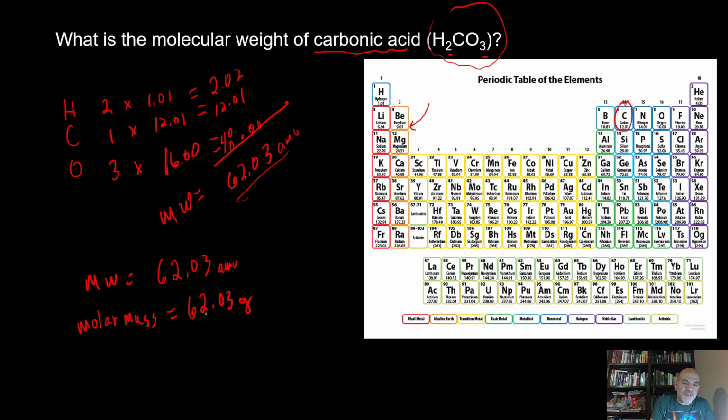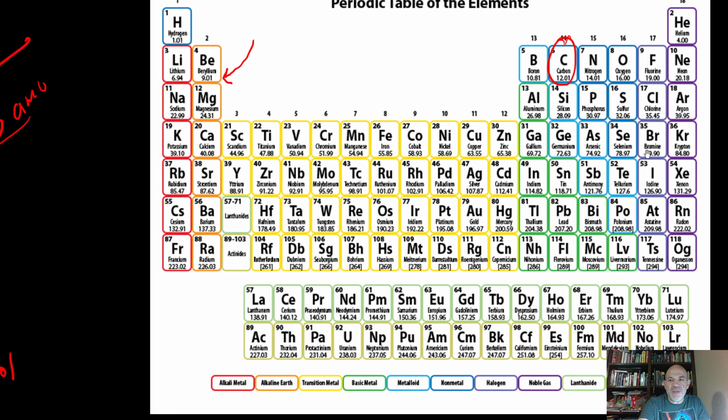If we were to measure out that same value there, then that gives us what the mass of 1 mole is. So the molar mass for carbonic acid would be 62.03 grams per mole. If I wanted to know what the mass of 1 mole is, remember the mole is 6.02 times 10 to the 23rd particles. If I wanted to know the mass of 1 mole of carbon, just the carbon atom itself, then I would need 12 grams. 12 grams of carbon would give me a mole of carbon.